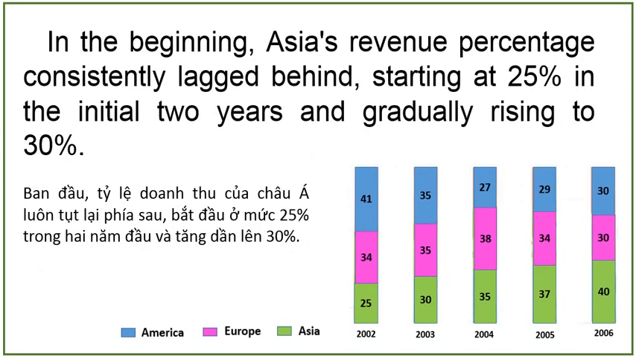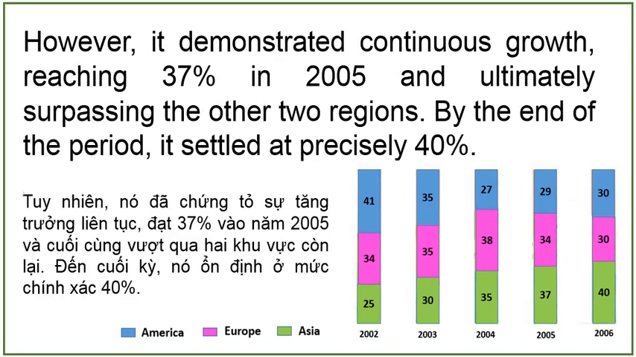In the beginning, Asia's revenue percentage consistently lagged behind, starting at 25% in the initial 2 years and gradually rising to 30%. However, it demonstrated continuous growth, reaching 37% in 2005 and ultimately surpassing the other 2 regions. By the end of this period, it settled at precisely 40%.